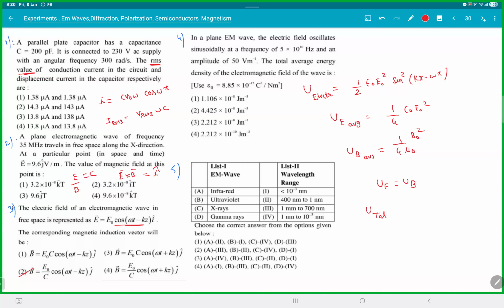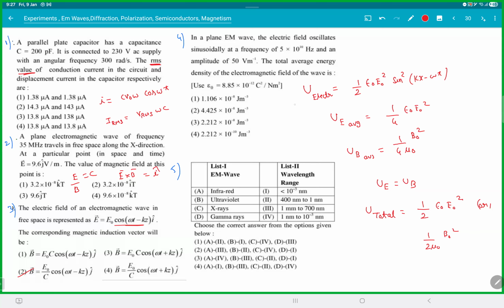So U total, when you add them, you get half epsilon E naught square, or you can also use 1 by 2 mu naught B naught square. Both are right. So in an electromagnetic wave, the electric field and magnetic field contribute equal amounts of energy. Clear? This is your energy density formula. Half epsilon E square, remember? E becomes E naught sine of kx minus omega t.